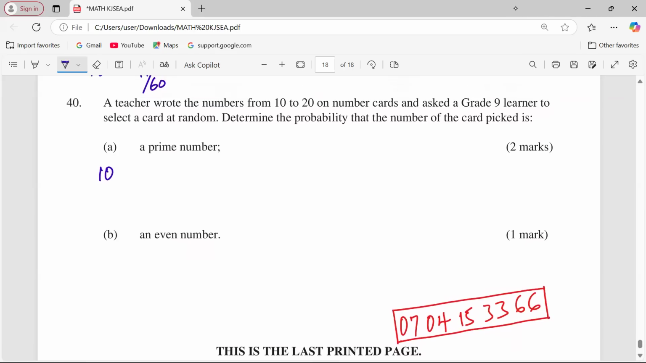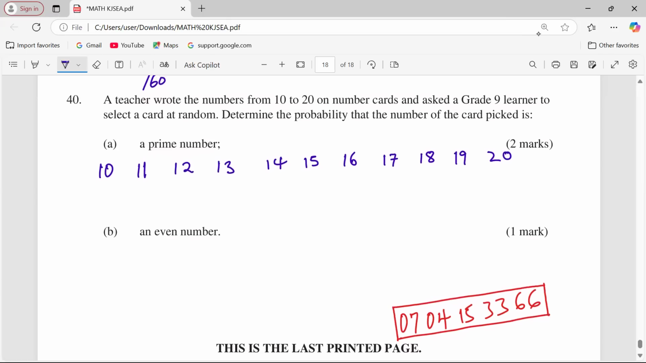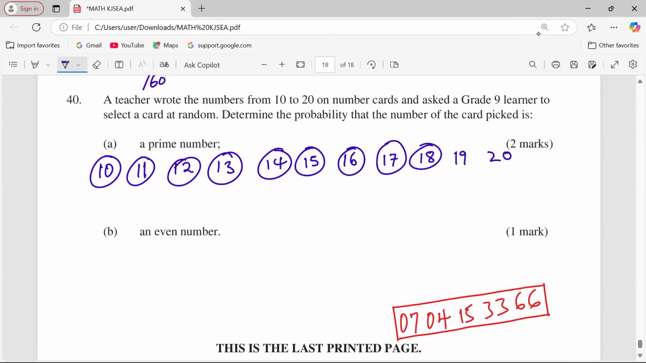10, 11, 12, 13, 14, 15, 16, 17, 18, 19, 20. Exactly. Now we have written all of them. Now, how many numbers are here? 1, 2, 3, 4, 5, 6, 7, 8, 9, 10, 11. So we are having 11 numbers listed here.